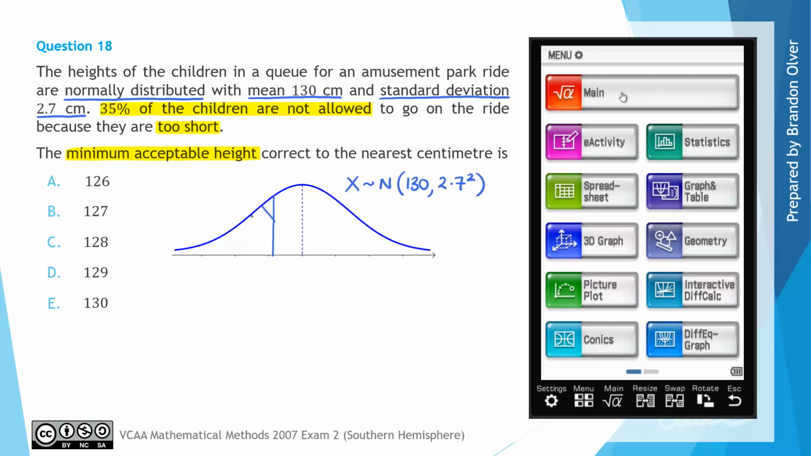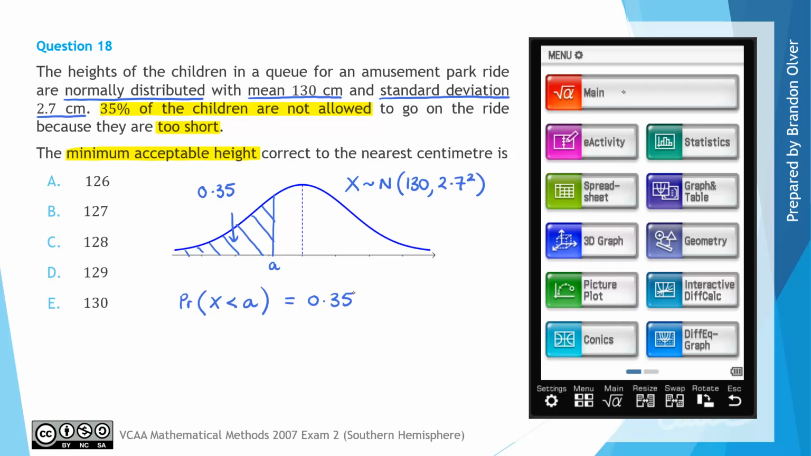So we know that the area of this region that I'm just shading in here must be 0.35. And I'm just going to say that there's some value A here, which is the minimum acceptable height. So in other words, we want to find the probability that x is less than a is equal to 0.35. And that's something that we'll need the calculator to help with.